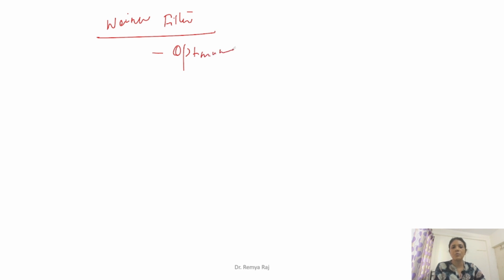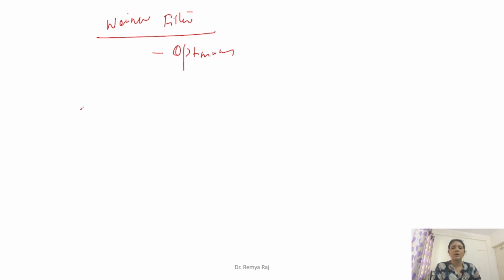So we'll see about the Wiener filter. It is an optimum filter. The Wiener filter will not only restore the image, it will also be used to reduce the noise using a smoothing function. So why do we call it the Wiener filter? We have the derivation, so we'll start with the derivation.